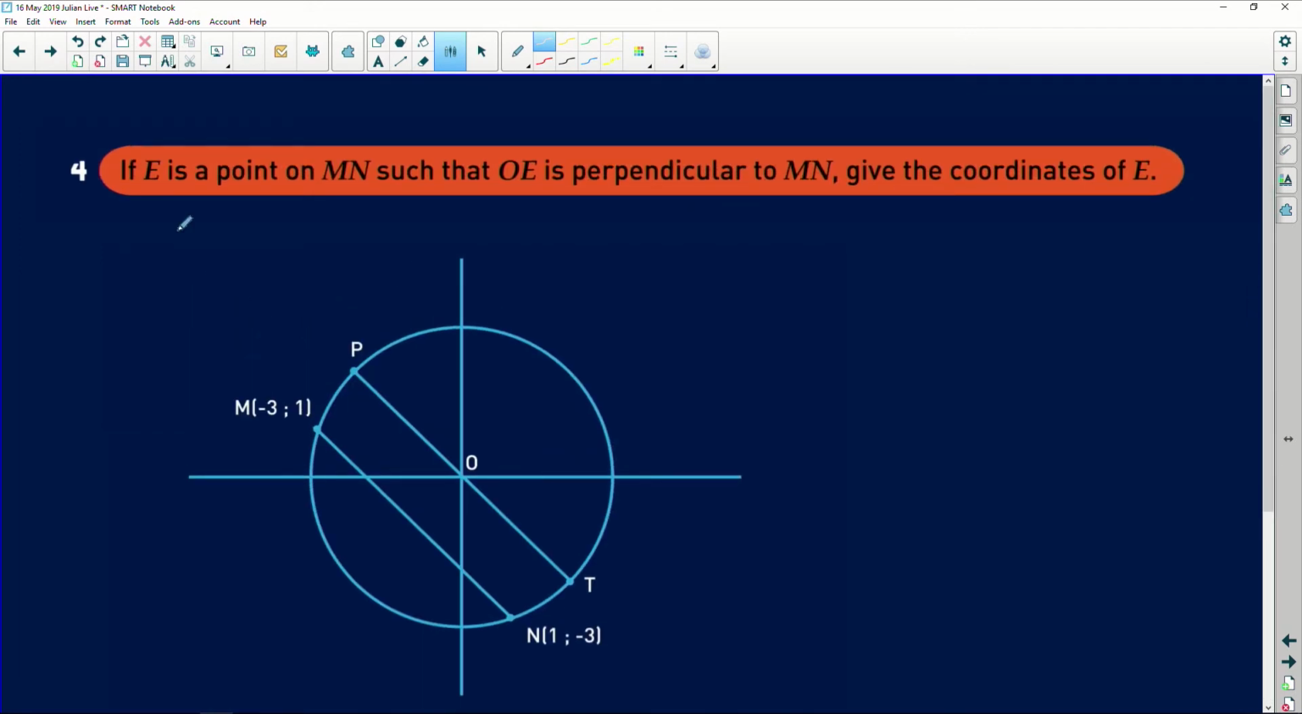Okay, so it says here, if E is a point on MN such that OE is perpendicular to MN, give the coordinates of E. Hey guys, so when it comes to this, there are little tricks that you can do when looking at these types of questions. This question in particular, there's two ways to solve it. We can do another simultaneous equation, which is going to take us really long to try and find this point. But guys, they give us a little bit of a clue in this question. They mention the point perpendicular.